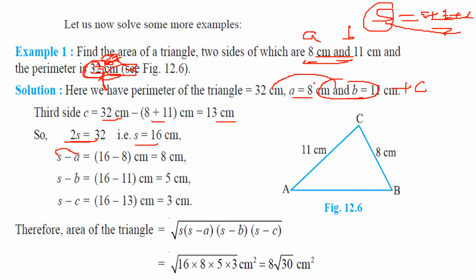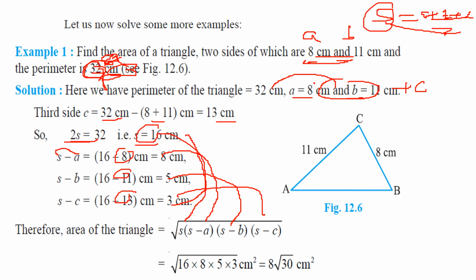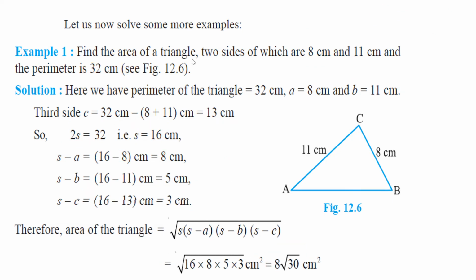Now S minus A, use 8, 11 and 13 here. You get S minus A, S minus B, S minus C. Put 8 here, put 5 in this place, 3 in this place. S you have just found to be 16. Just solve it, it will be 8 root 30.